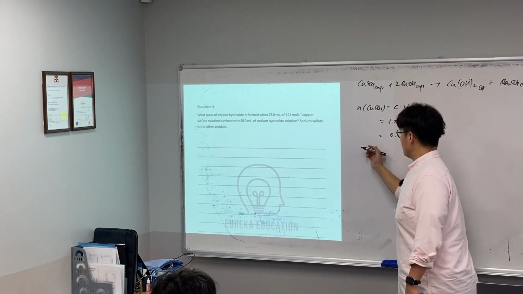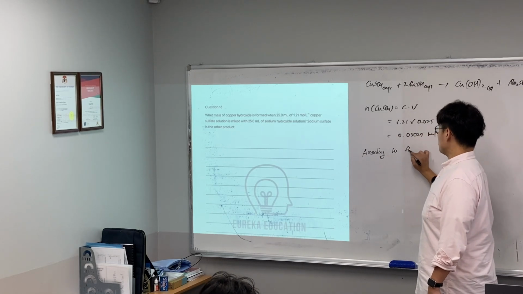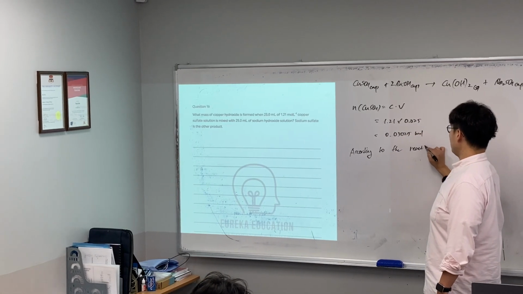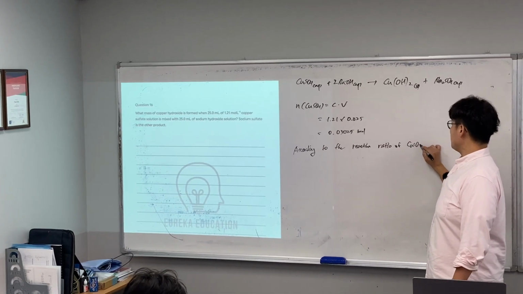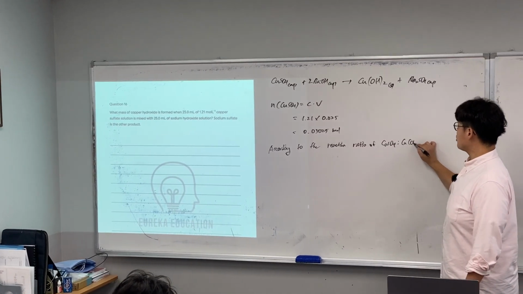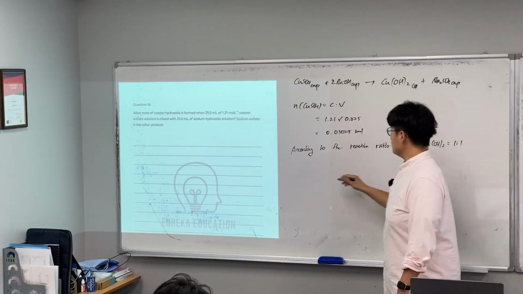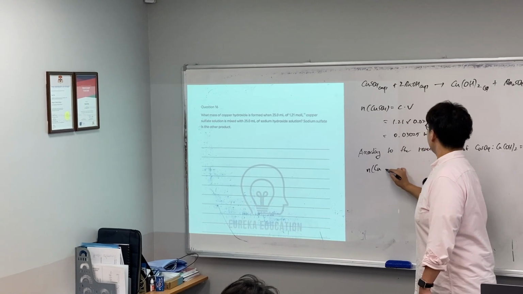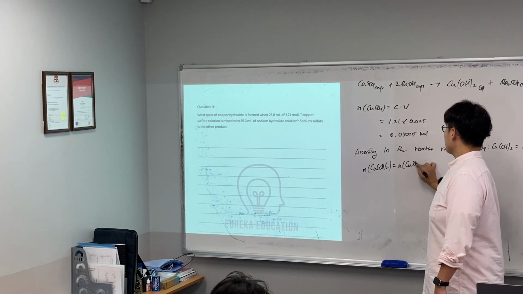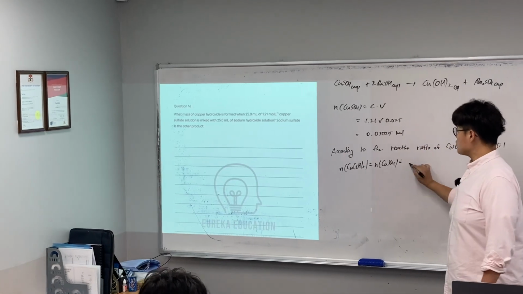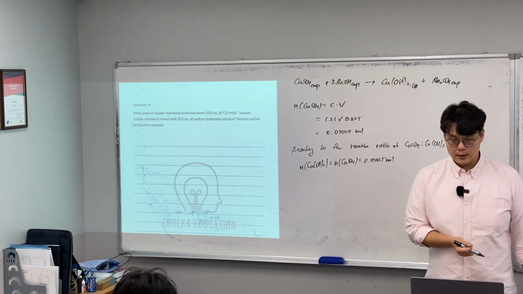Make sure you write it down, working out like this. According to the reaction, the molar ratio of copper sulfate to copper hydroxide is 1 to 1. So n of the copper hydroxide is the same as n of the copper sulfate, which is 0.03025 mole.